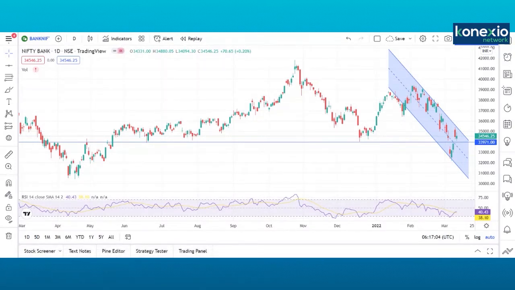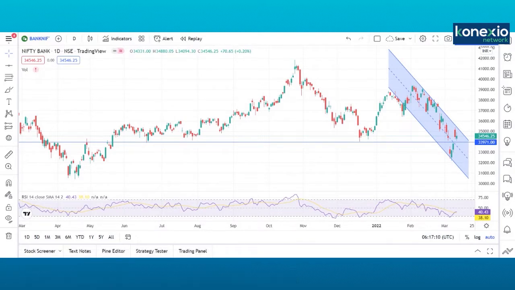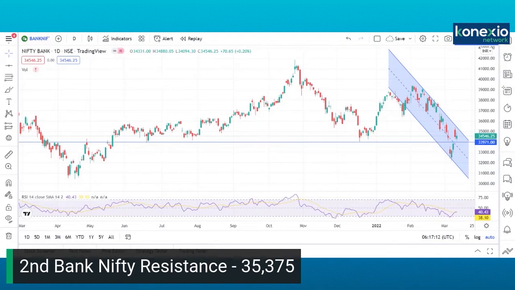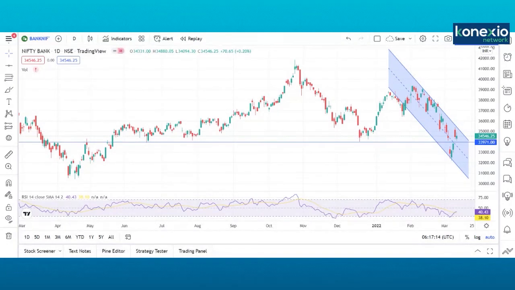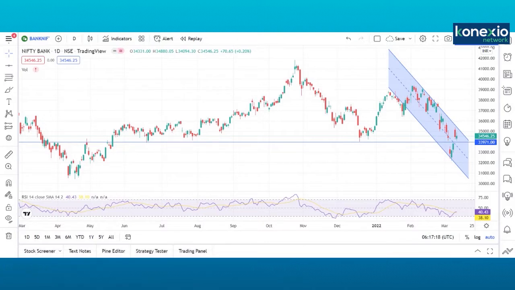Whereas on the upside, the first resistance is placed at 34,880. Second resistance is at 35,357, and third resistance is at 35,804. So these are the supports and resistances in Bank Nifty. So looking at the charts of Nifty and Bank Nifty, the strategy remains to be buy on dips.